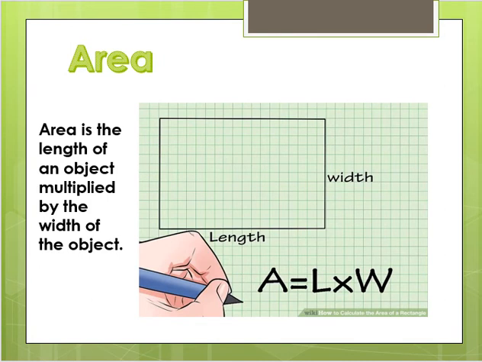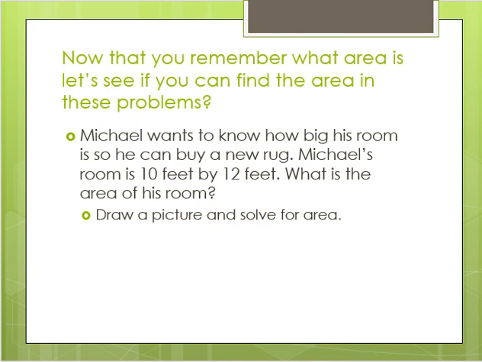Area is the length of an object multiplied by the width of the object. So area equals length times width. When you're looking at perimeter, you're looking at the outside of an object. When you're looking at area, you're looking at the total solid surface of the object. Now that we see what area looks like, let's see if you can find the area in these problems.